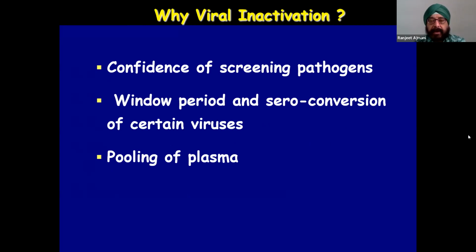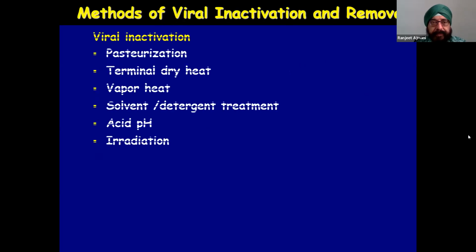So, the confidence of screening pathogen is very, very important. And then the window period and seroconversion of certain viruses, and you pool so many bags of plasma. These are the fundamental challenges which we face. So there are methods of viral inactivation. And I would say pathogen reduction in one sense, because inactivation is, you kill the virus, or you bring the virus to such a level that it is no more infective when it is present in the plasma product.